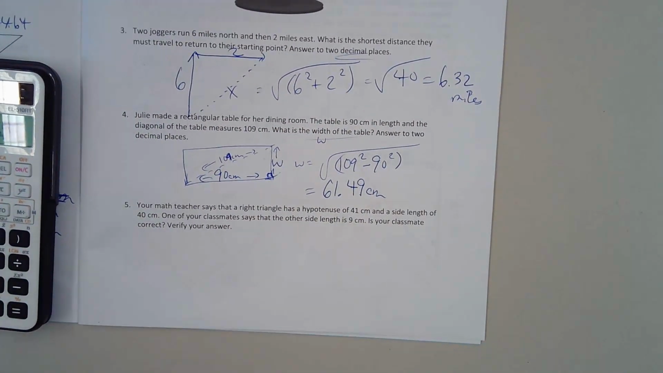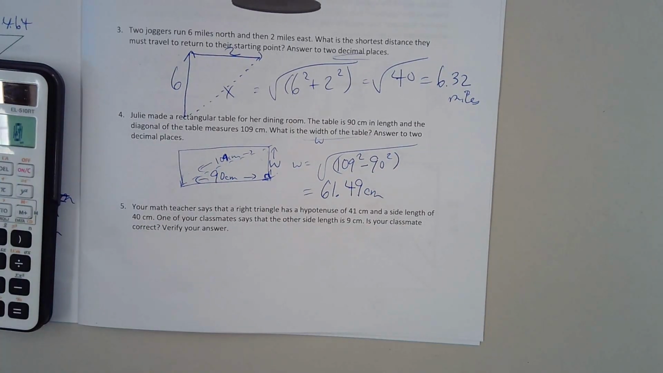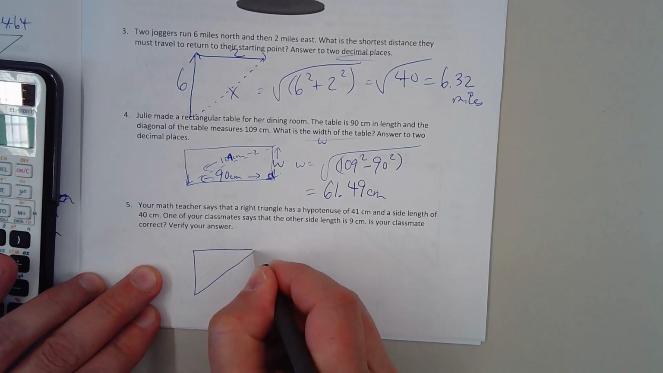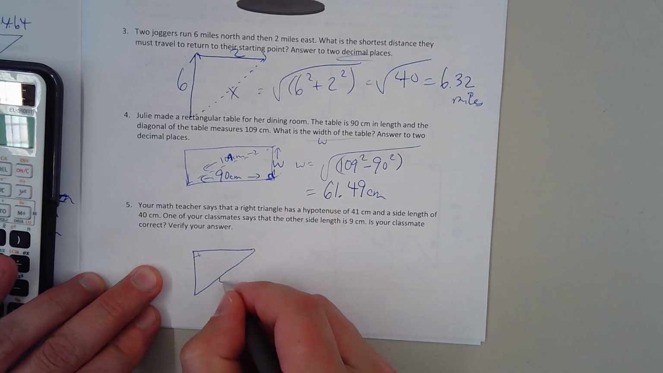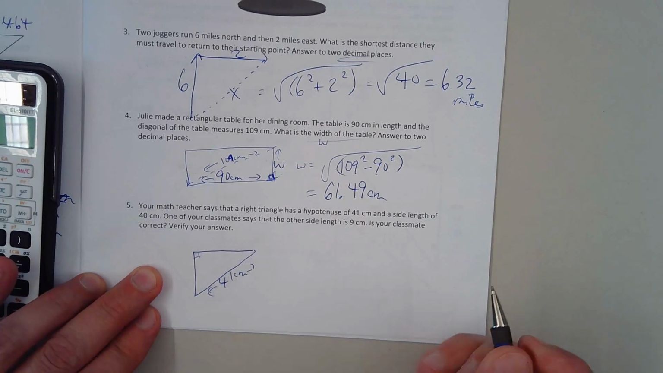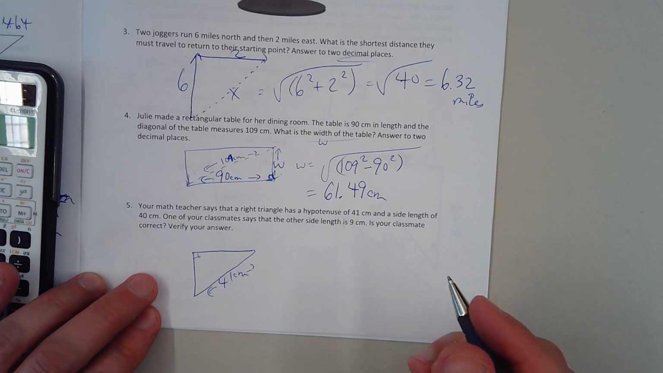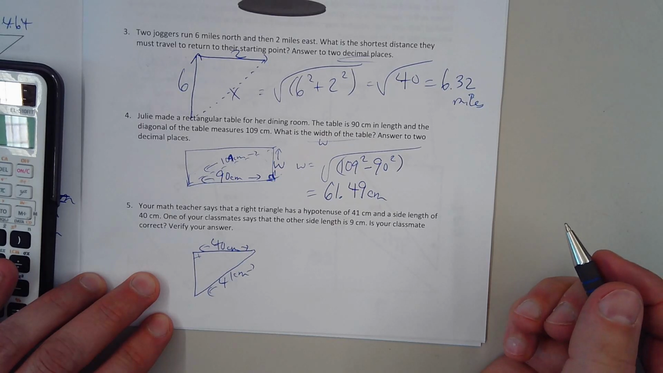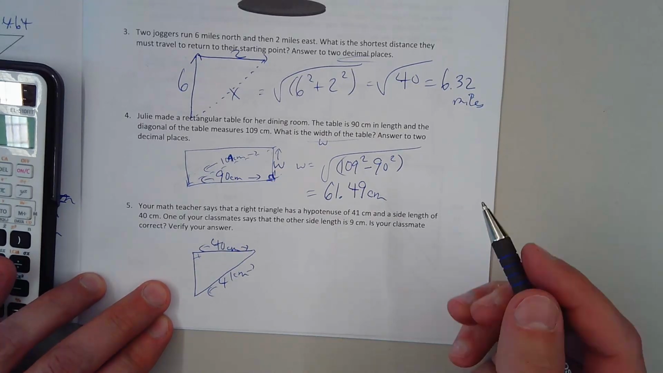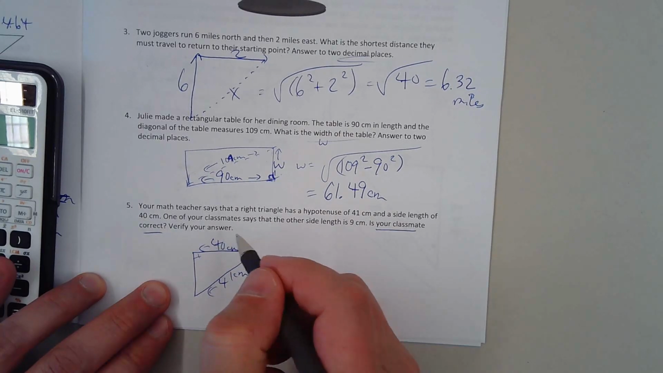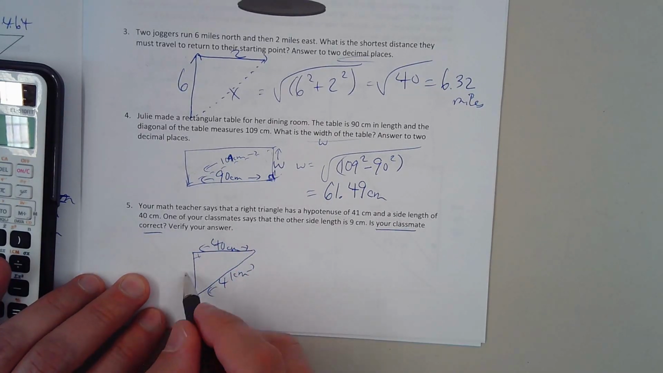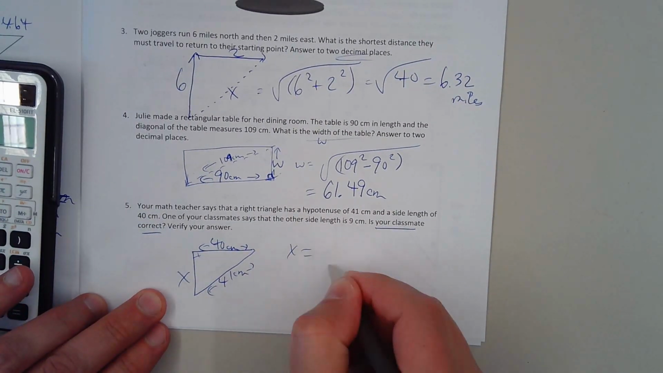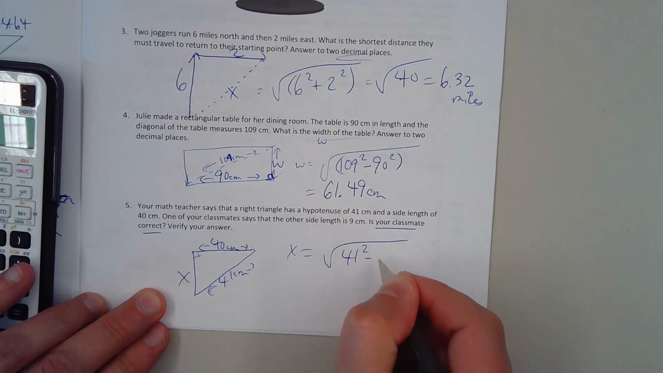Number 5, your math teacher says that a right triangle has a hypotenuse of 41 centimeters. Okay, I need to draw it here. There's my right angle. The hypotenuse is the longest side, 41 centimeters from there to there. And a side length of 40. One of your classmates says that the other side is 9. Is your classmate correct? So they're saying that this is 9, but we're going to double check that. Let's call that x. And you're going to do 41 squared minus 40 squared.